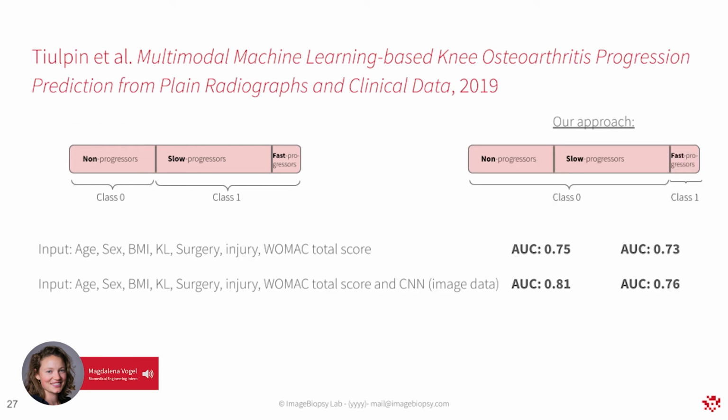On the right side, we can again see our class splitting. So this was different, and this can explain why they achieved higher results. They had an AUC of 0.75 for only the numeric data, and including the image data, they achieved 0.8. But it's not easy to compare since they have different class definitions and class splittings.